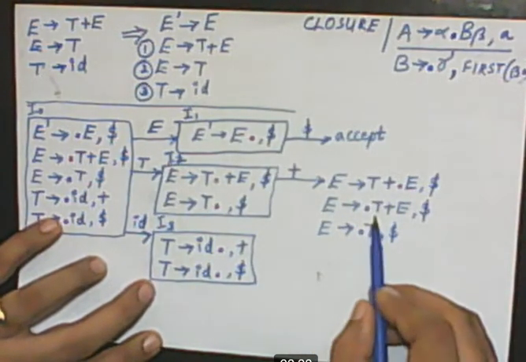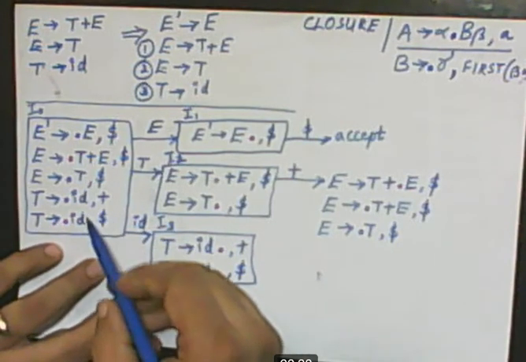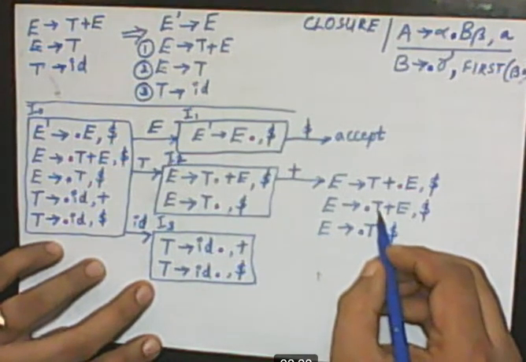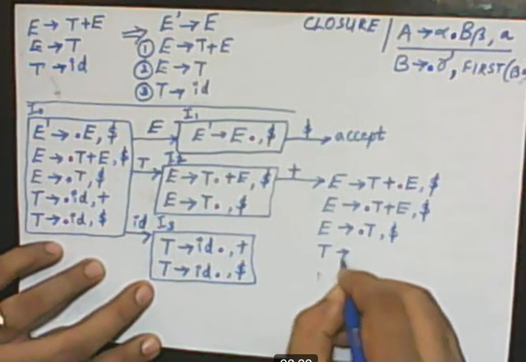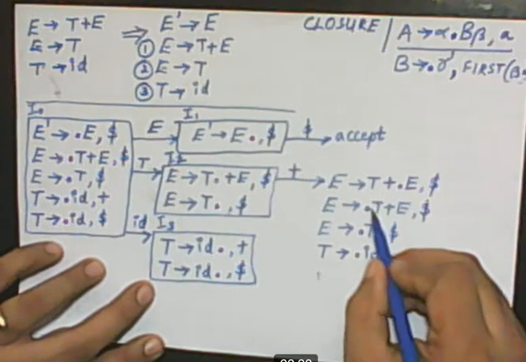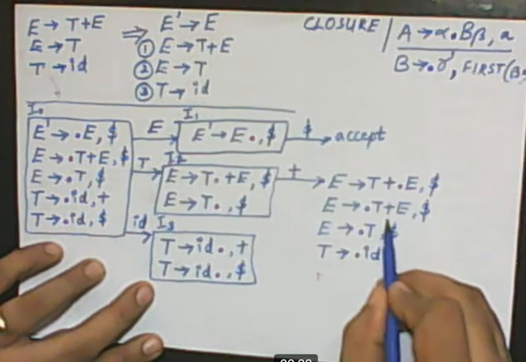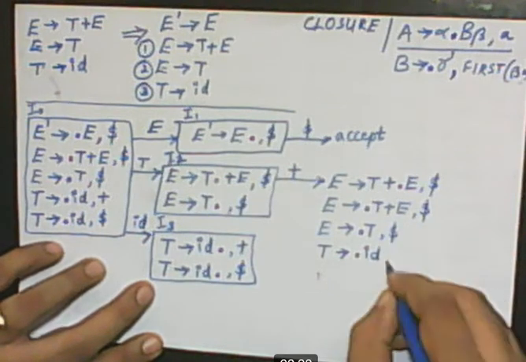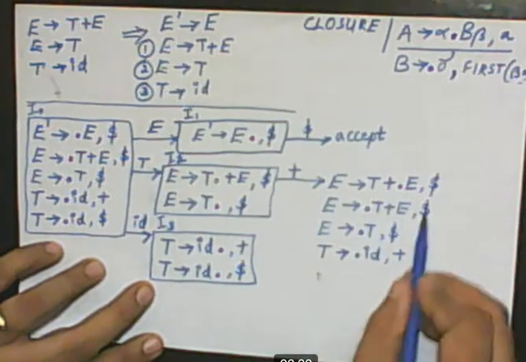Now we need to consider these. Similarly, what happened here, the same thing will happen here. After dot it comes T, so we need to consider this. So T gives ID needs to be added with dot on the left hand. Since you are adding this due to this particular T, whatever comes after this you have to find the first of it. That is plus E $. First of plus E $ will be plus. Now we cannot add any more items here.